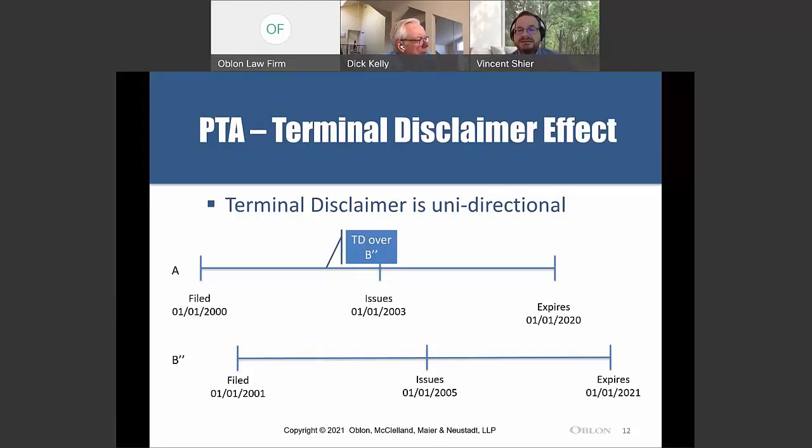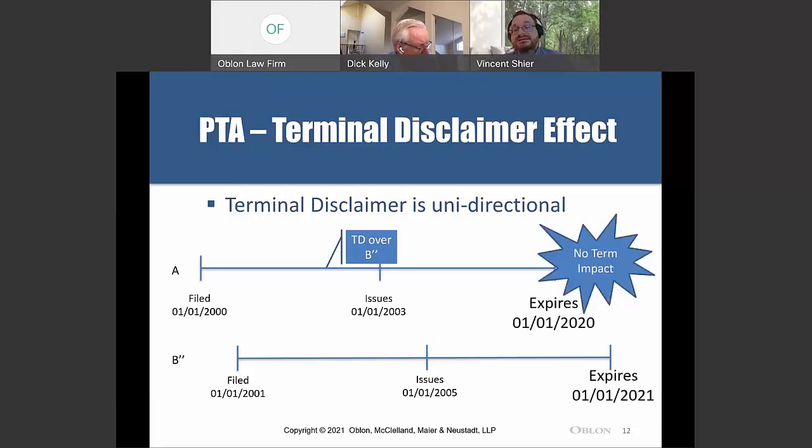If we have two patents and we file a disclaimer in the earlier expiring patent, which in this case is A, and you're filing the terminal disclaimer over B, what is the impact? The impact is that it doesn't impact the term. The terminal disclaimer is unidirectional. What that means is your filing over B does not work in reverse to effectively shorten the term of B over A. A separate disclaimer would need to be filed in B.